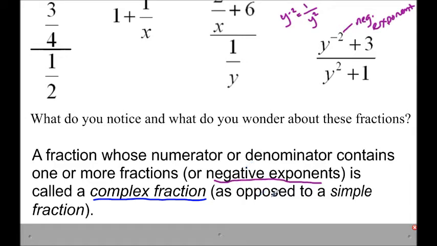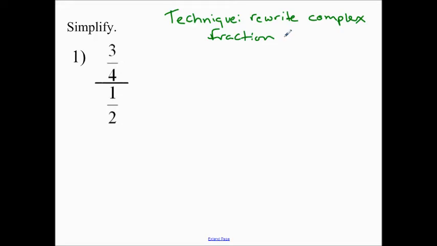The alternative to a complex fraction is just called a simple fraction, the kind that you've gotten used to, like 1/2 and 2/3. So our technique when we are encountering a complex fraction is to get rid of it by rewriting the complex fraction as a division problem. So let's write that technique down. Technique: rewrite complex fraction as division.